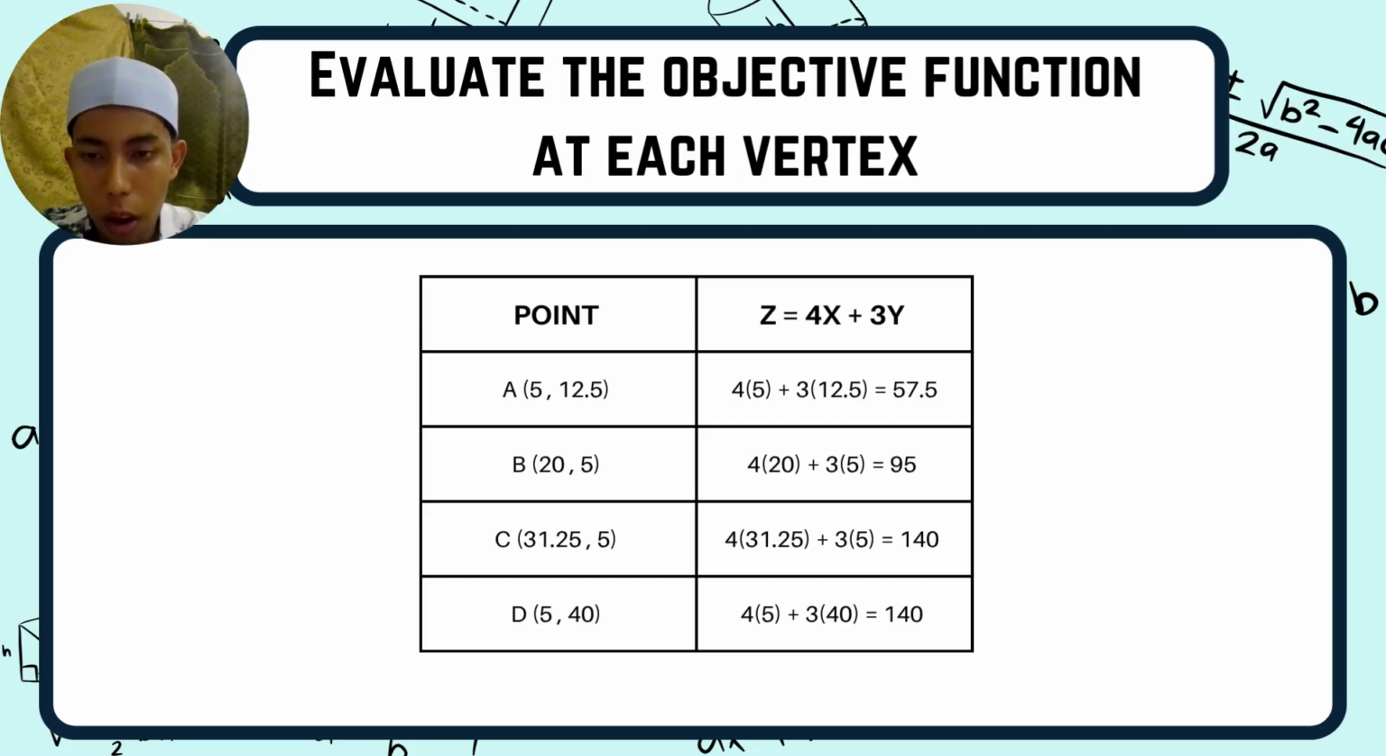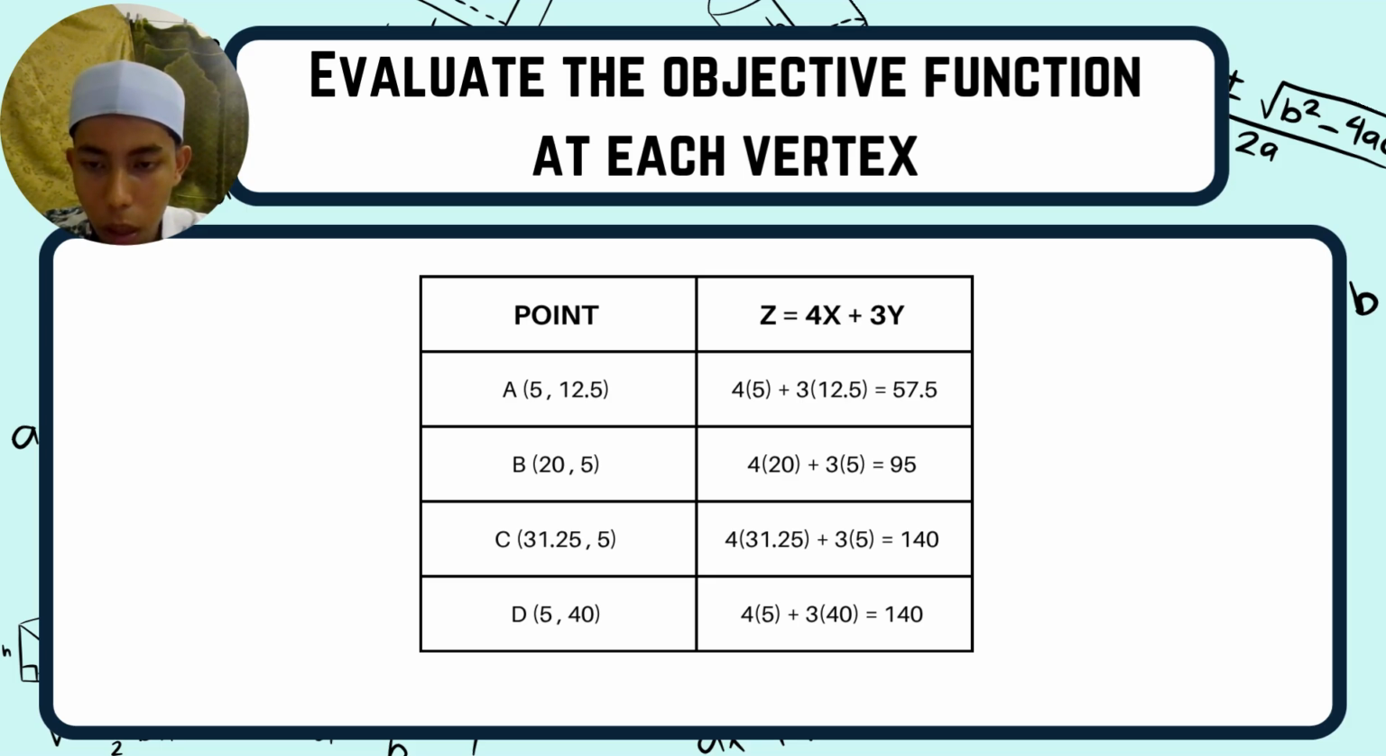In this slide, we are evaluating the objective function, which is z equal to 4x plus 3y. At each vertex point that we found from the graph earlier, we substitute the coordinates of each point into the equation to find the value of z. For example, at point A, x is 5 and y is 12.5. We put the values of x and y in the z equation and we get 57.5.